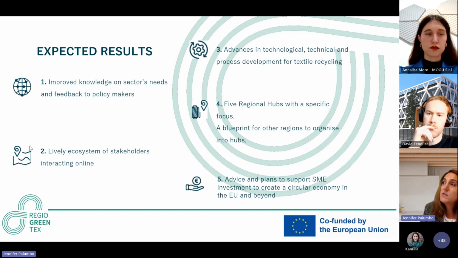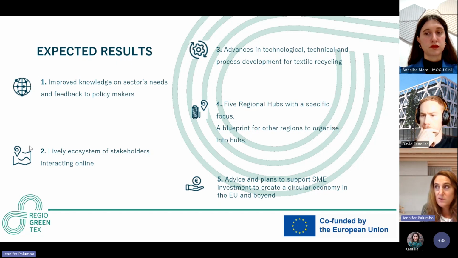What we expect in terms of results of the project, we expect to have an improved knowledge on the sector's needs and really give feedback to the policymakers in this moment where the legislation is changing and really moving towards the circular model. We expect to have a lively ecosystem of stakeholders that interact online and find each other through the platform in an effective way. We expect to see some advances, technically, some processes, so that recycling will have some more tools, and that the textile industry has additional ways to move towards circularity.